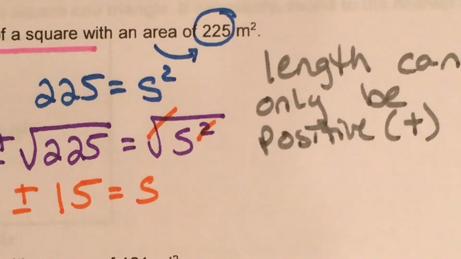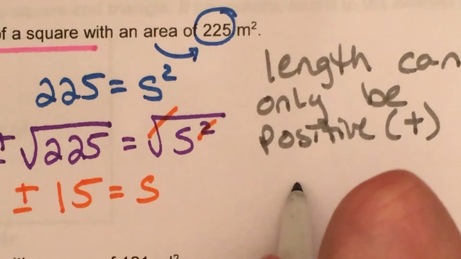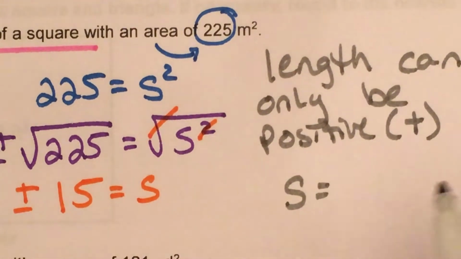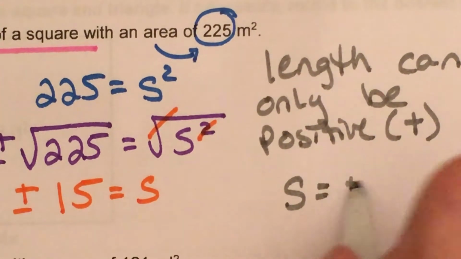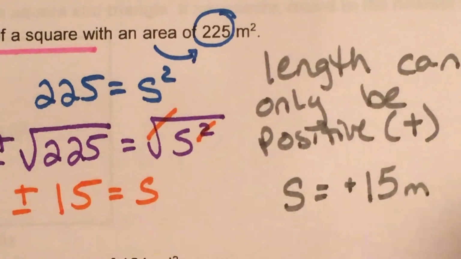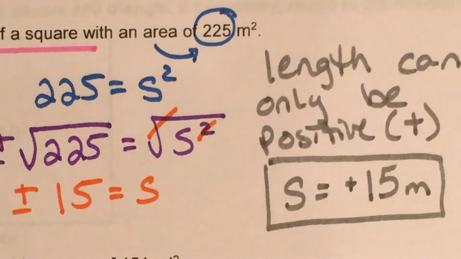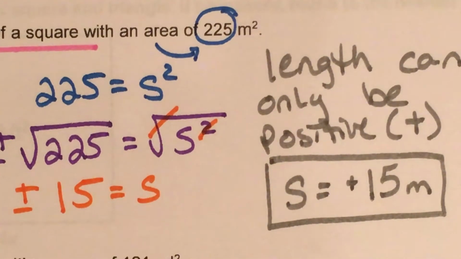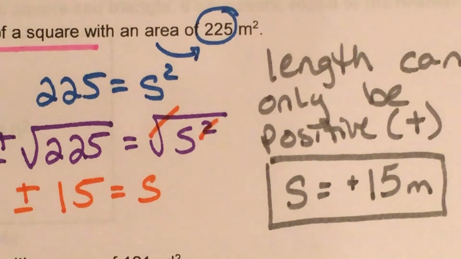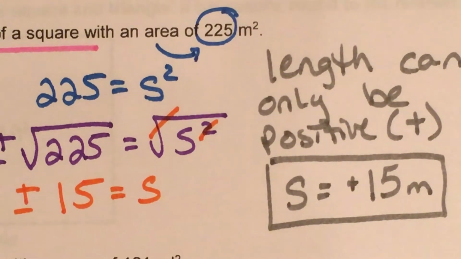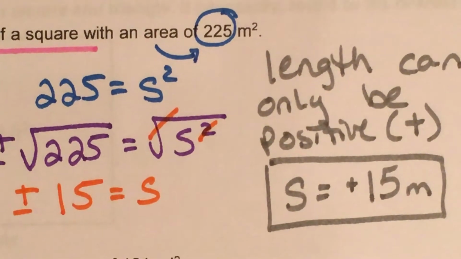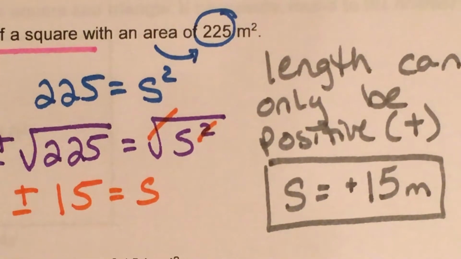So that means that my final answer, the side length, has to be positive 15 meters. And there you go. It's done. Finished. That's not so bad. Let's do the next example that they have for us.